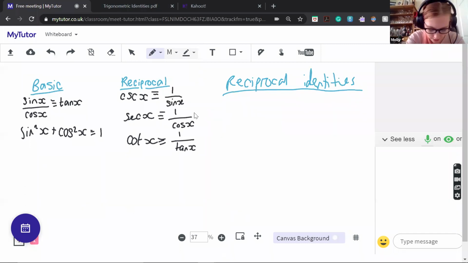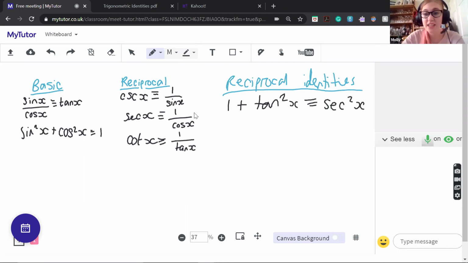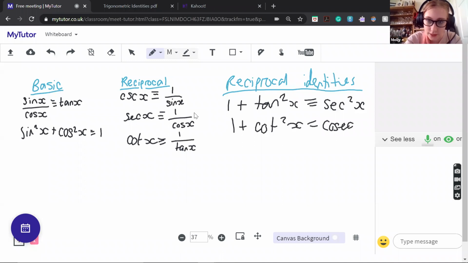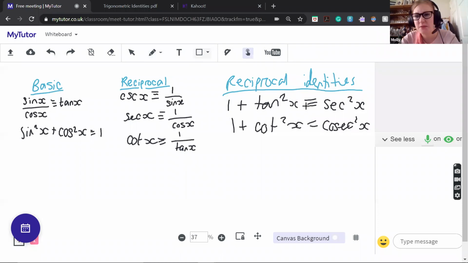So these ones, so there's 1 plus tan squared x is equivalent to sec squared x. Again, that's just one that you have to know. If you can't see where that comes from, that's fine. Neither can I. That's just a thing that you have to learn. Just trust that older mathematicians have proved that and that we can accept that as a fact. Same with 1 plus cot squared x is cosec squared x. So these 2, like I said, you've just got to know them, really.